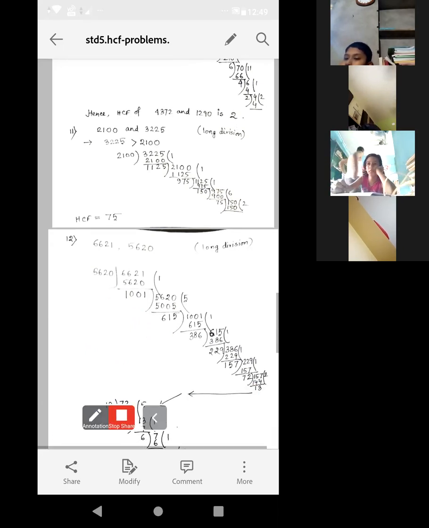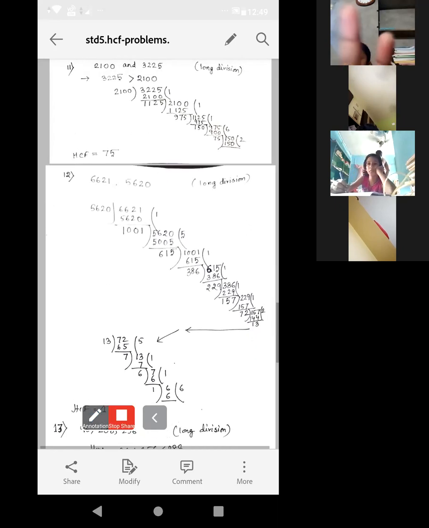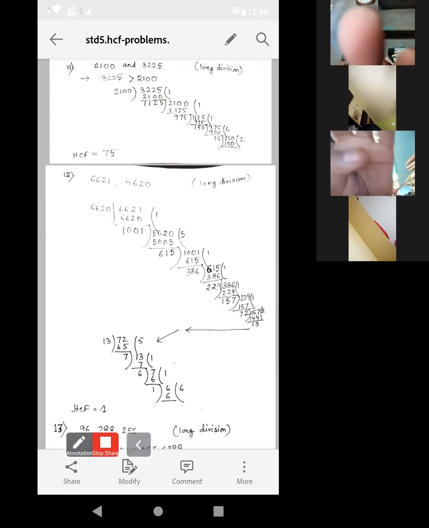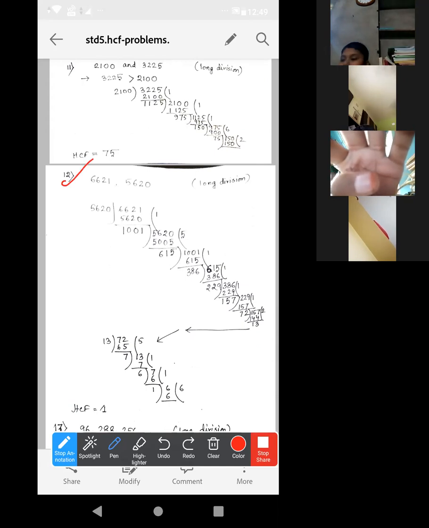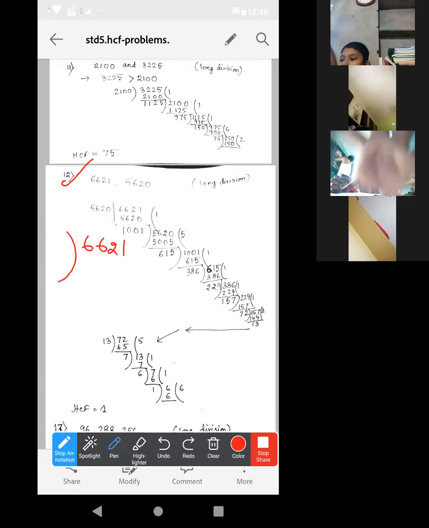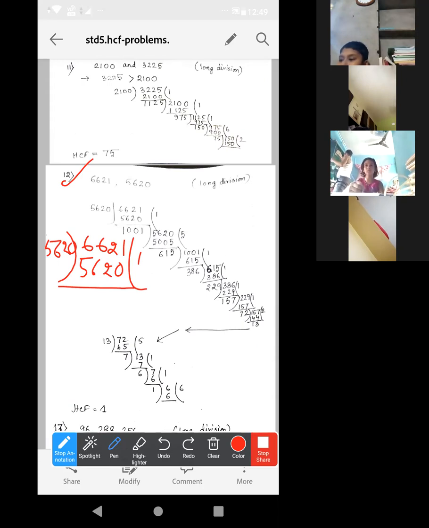Tehzeeb, number 10 done? Number 11 and 12. 11 I explained, now let me explain number 12. We have to divide 6,621 by 5,620. Only by 1 it will go. Then normal subtraction, 1, 0, 0, 1.